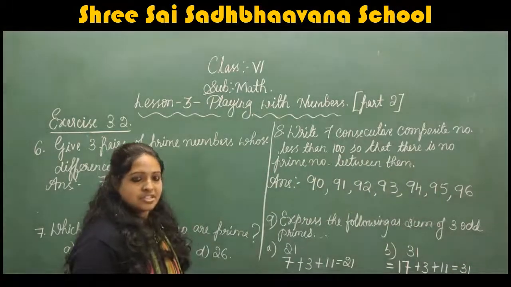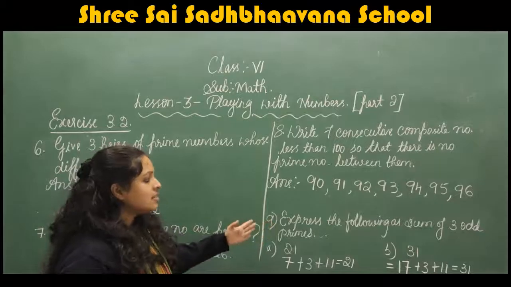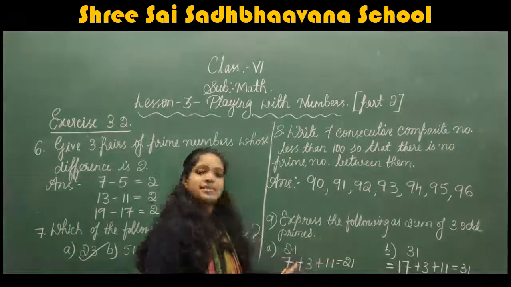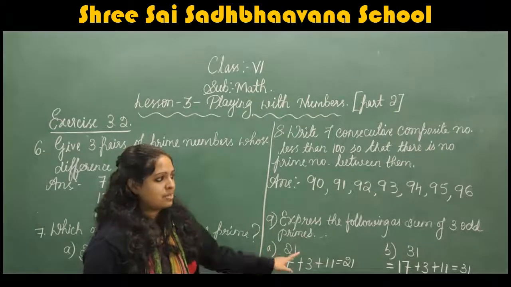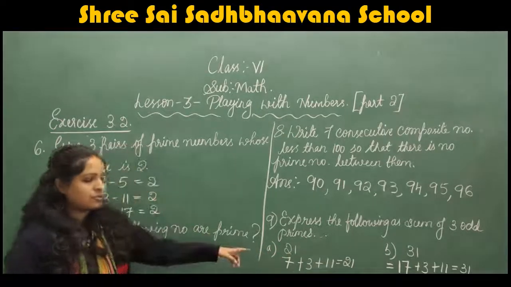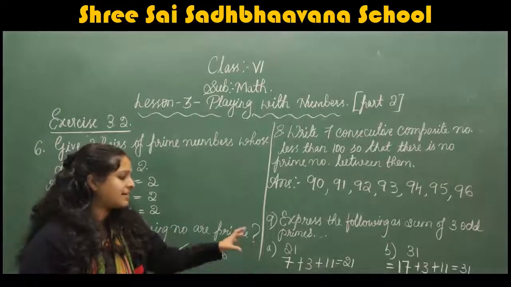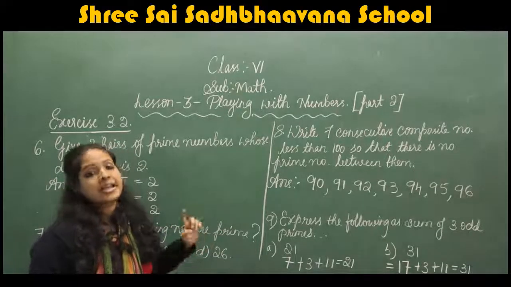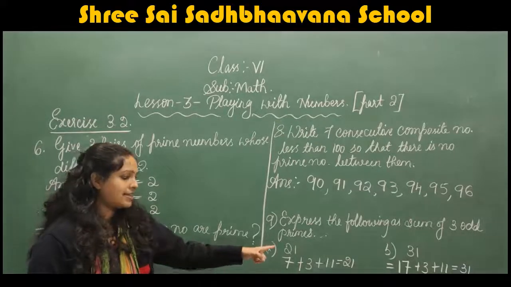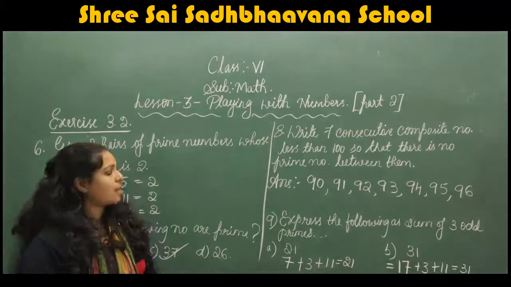Now we understood how to express 31 as the sum of three odd numbers, and those odd numbers should also be prime numbers. Now you understood, children, how to do this? I hope you will do that. I have selected only the prime numbers, and they should also be odd numbers. That is what I have done here. Understood? I hope you have understood.